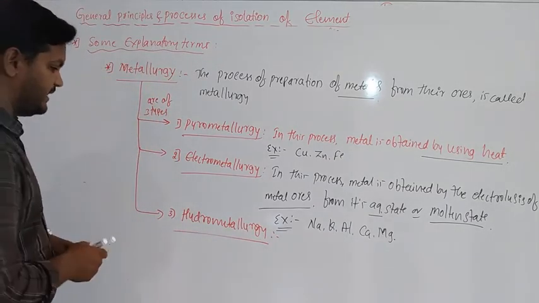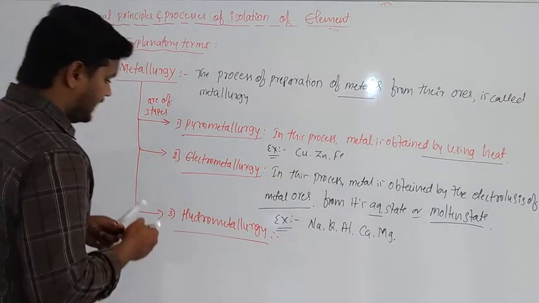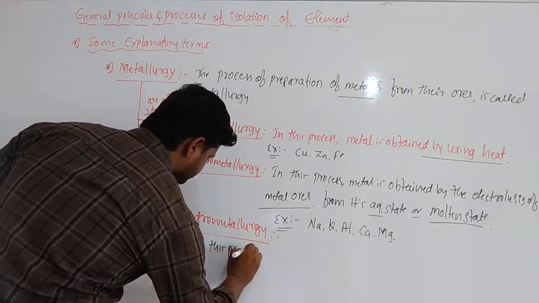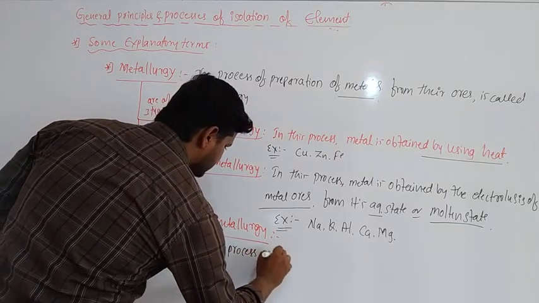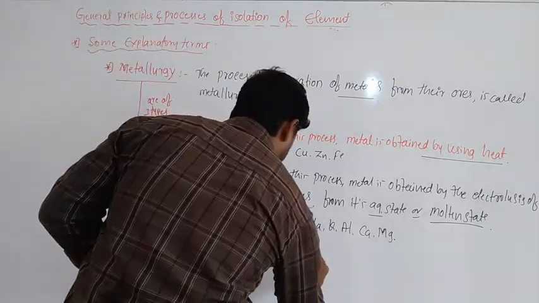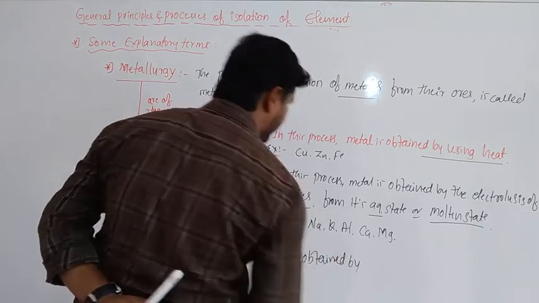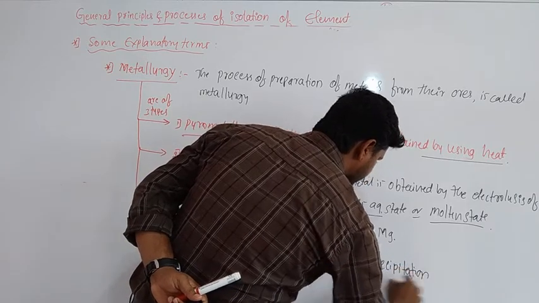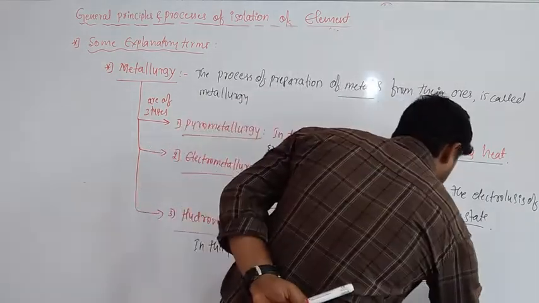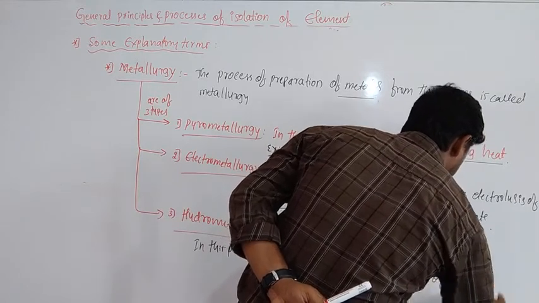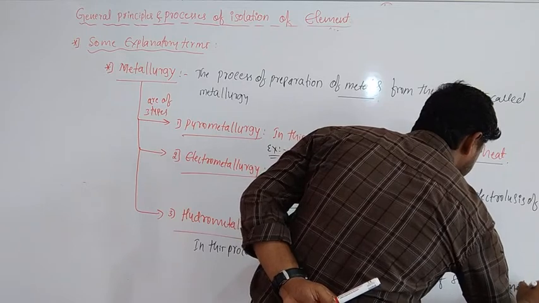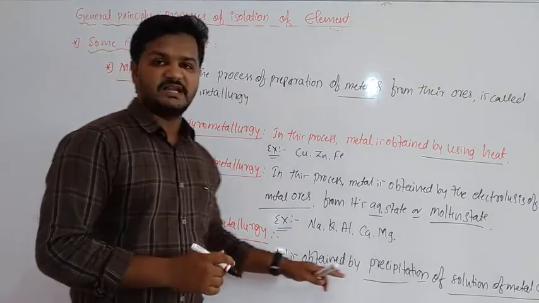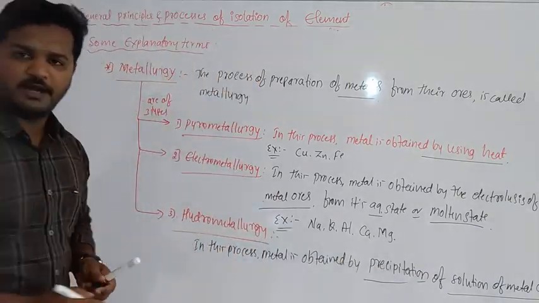Students, hydrometallurgy, hydro means water. Hydrometallurgy means in this process metal is obtained by precipitation of solution of metal ores. Students, here in hydrometallurgy, metal is obtained by precipitation of a solution of metal ores.